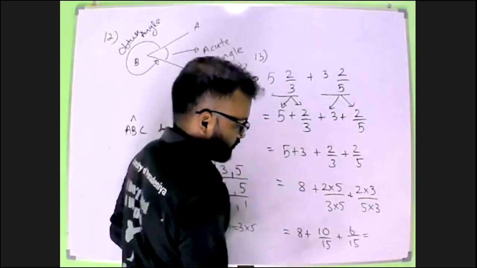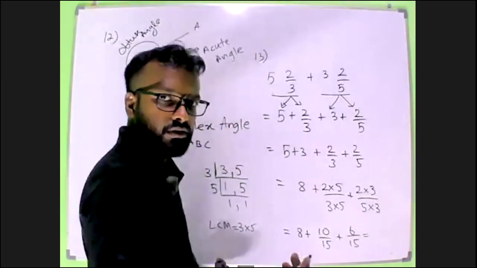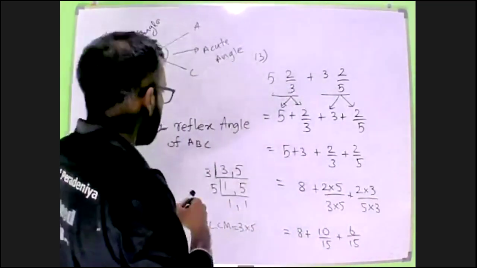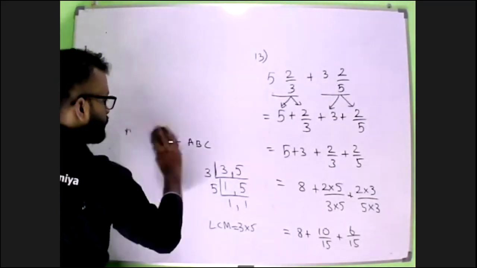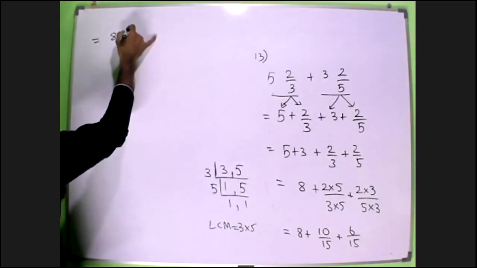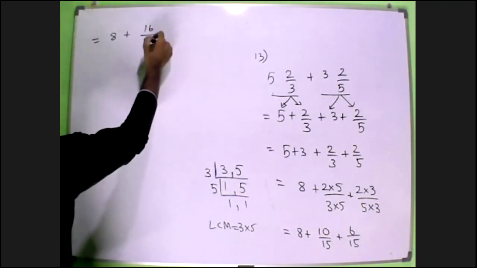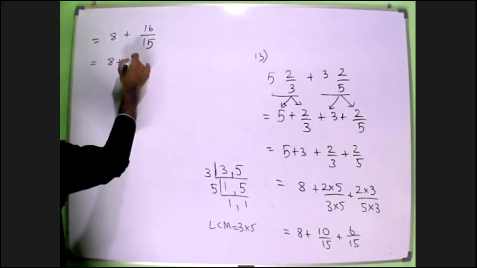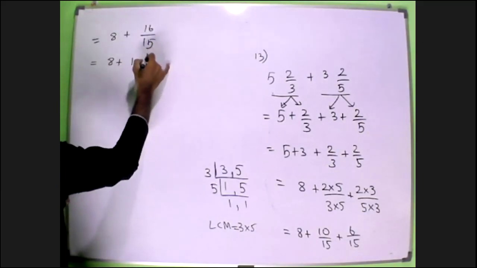Equal mark. 15, 15. Done. Equal. Then you can write. So I will take this side. Equal mark. 8 plus, in the numerator, 10 plus 6, 16 divided by 15. It is again an improper fraction. 8 plus, this can be written down as 1 and 1 upon 15.